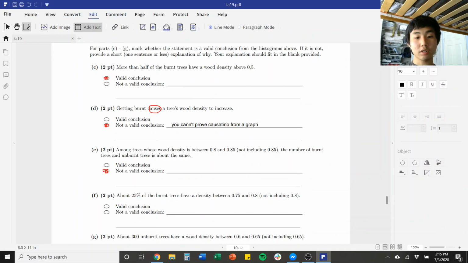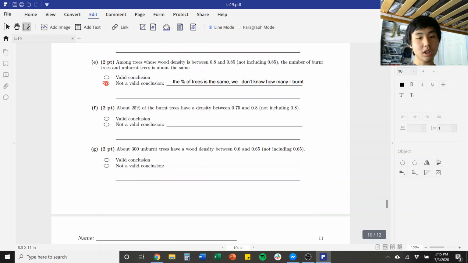we know that the percent of trees is the same. However, we don't know how many are burnt versus not burnt. For example, there could be like 500 unburnt trees and 5,000 burnt trees. And so with the same percentage of each, they're not going to be the same number. So this is not a valid conclusion.